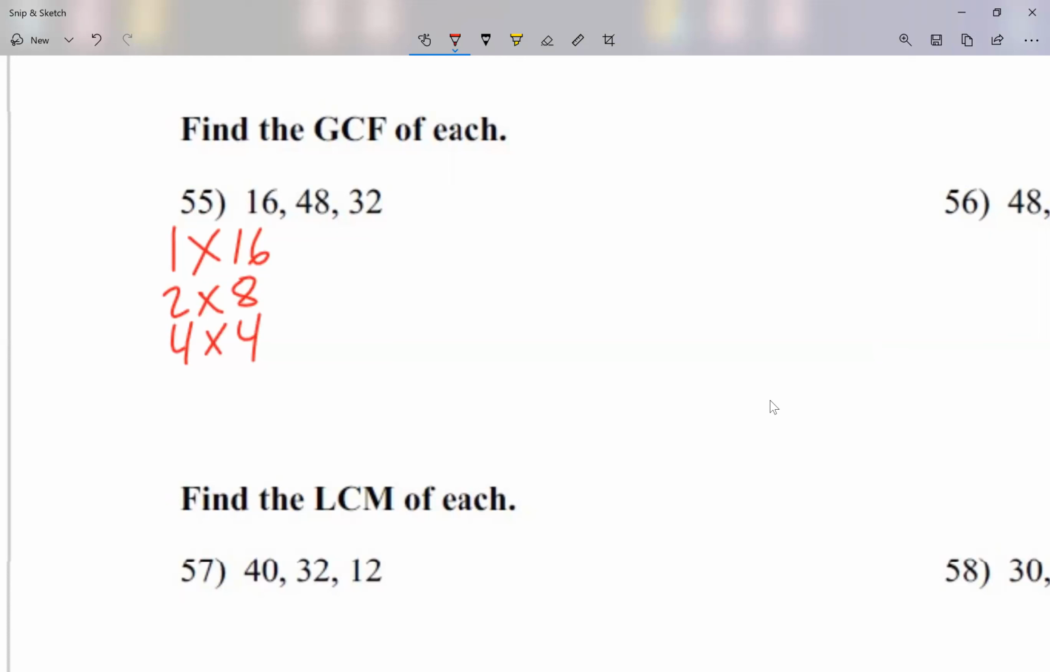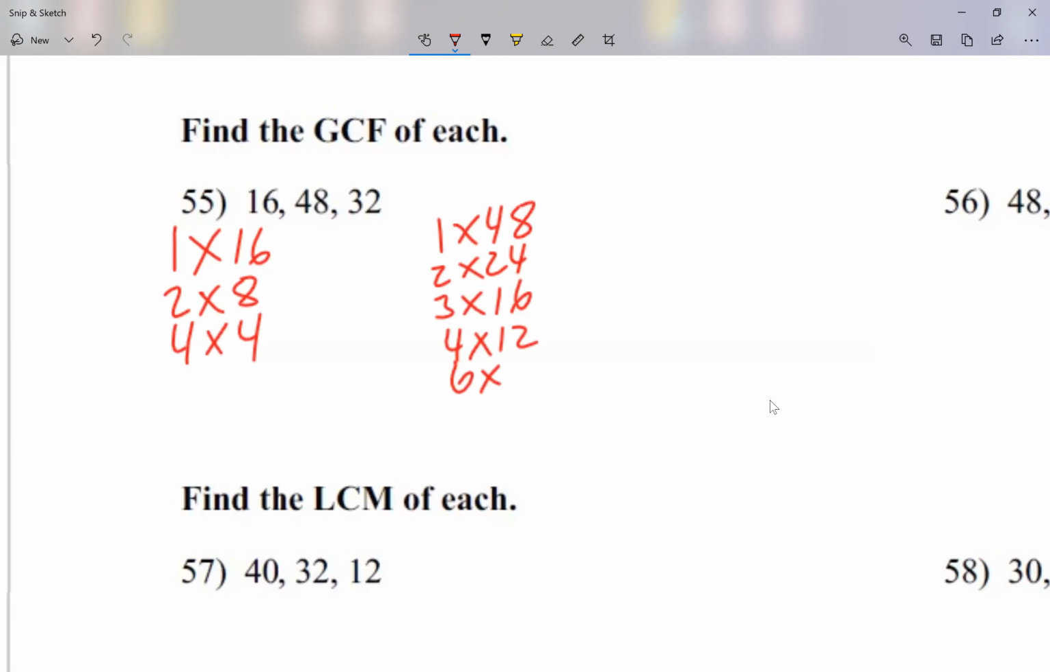So 1 times 48, 2 times 24, 3 times 16, 4 times 12, 6 times 8, and then that's it. My factors of 32 are 1 times 32, 2 times 16, 3 is not a factor, but 4 times 8. 5, 6, 7 are not factors.